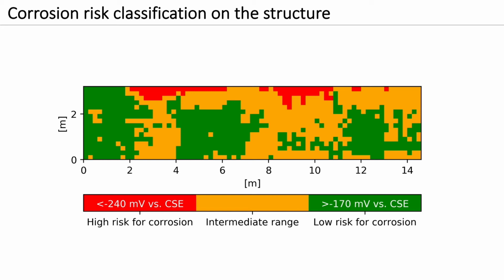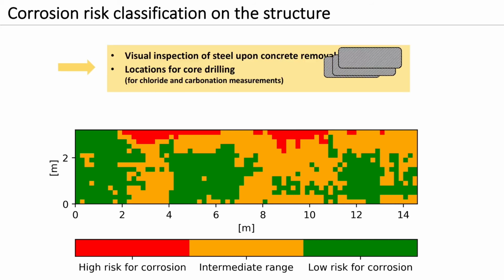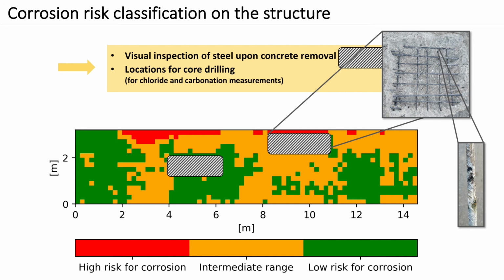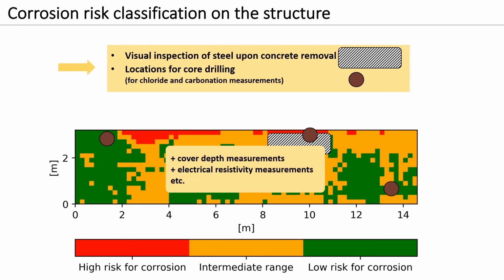To validate the interpretation of the corrosion state in the different regions, additional sampling and destructive testing are needed. First, the measured potentials should be compared with visual observations such as cracks or spalled areas on the concrete surface. Furthermore, it is important to remove the concrete cover in selected areas in order to visually inspect the steel. Additional information can be obtained from carbonation depth measurements and chloride profiles, which generally requires core drilling and additional laboratory testing. Further non-destructive methods such as cover depth and electrical resistivity measurements may add valuable information.